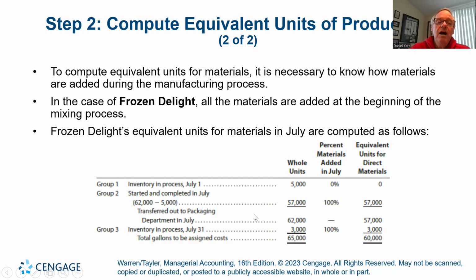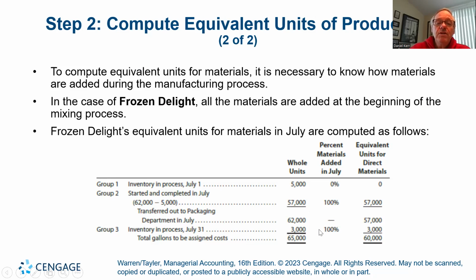With regards to that which was started and completed, if we started and completed 57,000 units, how do we get that? We've got the started 62,000. We subtract out the ending inventory, and what we've got is 57,000 units. So with regard to materials cost, 100% of those are equivalent units, because since it was added at the beginning of the period, it's 100% of the 57,000.